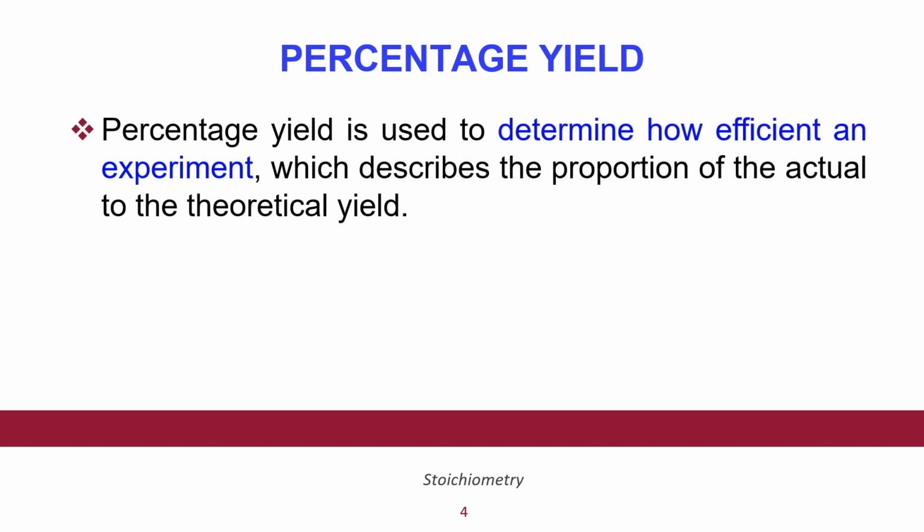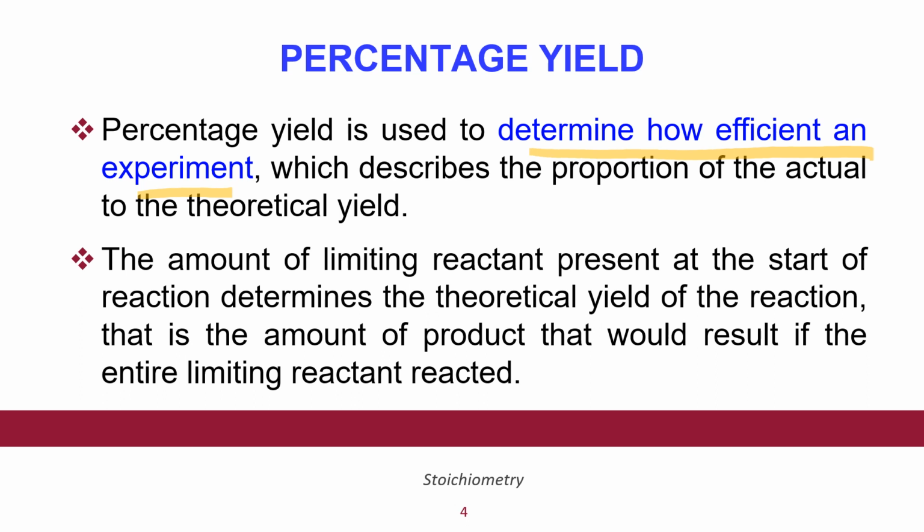Percentage yield is used to determine how efficient an experiment is, which describes the proportion of the actual yield to the theoretical yield. The amount of the limiting reactant present at the start of the reaction determines the theoretical yield of the reaction. That is the amount of product that will result if the entire limiting reactant reacted.